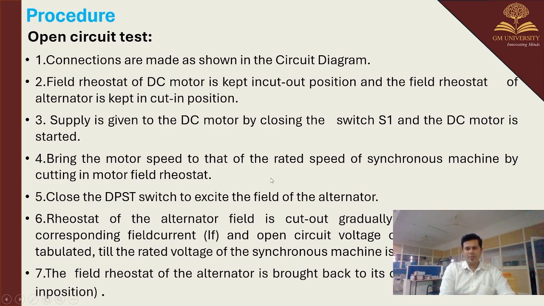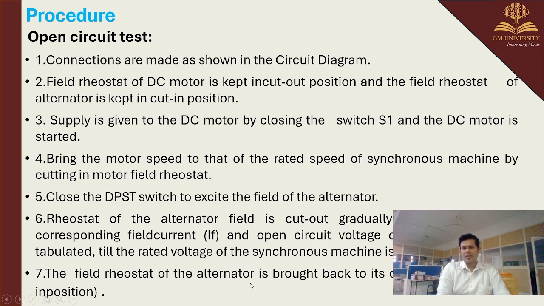We have to bring the motor to the rated speed so that the motor and the alternator run at the same speed, by cutting out the motor field rheostat. Then we use the DPST switch to excite the field of the alternator. The field resistor of the alternator is cut out gradually, step by step, and the corresponding field current is noted for the open circuit voltage of the alternator. These readings have to be tabulated, which we have shown in the video also.